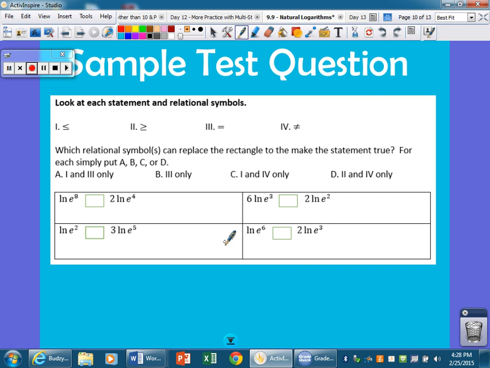So we have to simplify these first. These look like what we just did in the table. So ln e to the 8 is 8. 2 ln e to the 4 is 2 times 4. So guess what? It's also equal to 8. So they are equal. So I look through. Equal to is 3. What is the one that says 3 only? B. So it's going to be B.